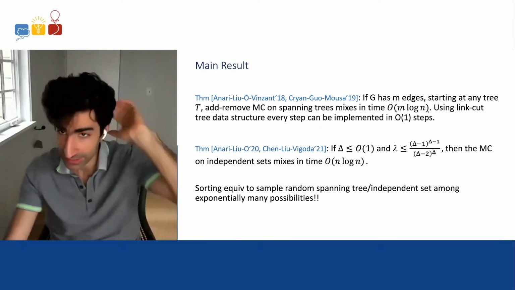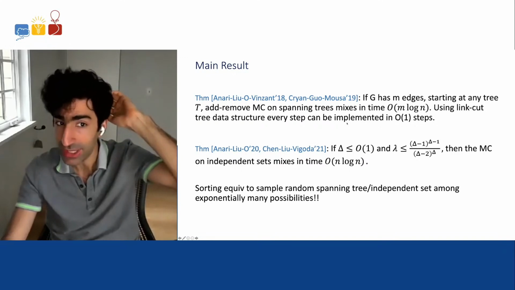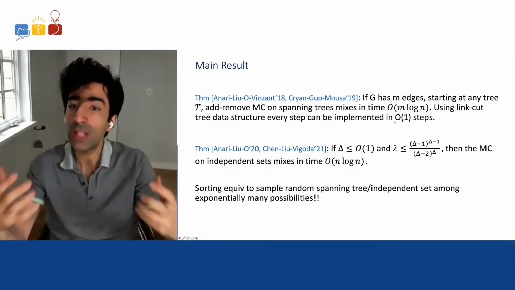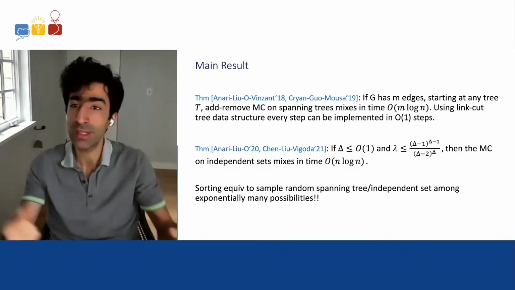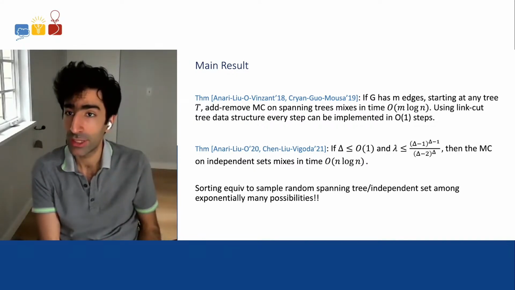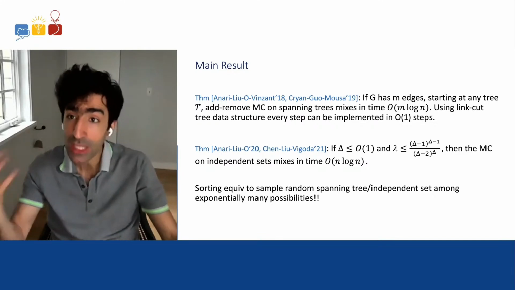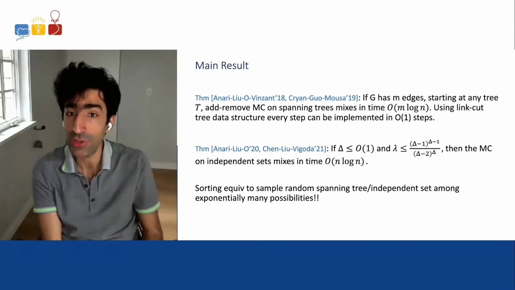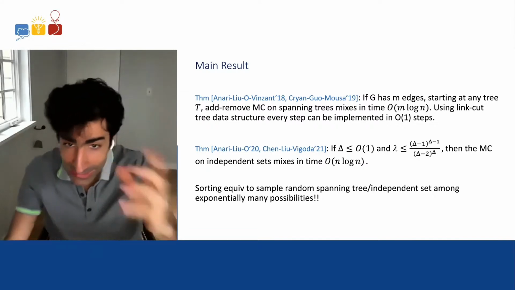And if you use a data structure called link-cut trees, you can implement every step in order of 1 time. That means that in order of m log n time, you can generate a uniformly random spanning tree in a graph. Remember, a graph can have exponentially many spanning trees, and I'm saying that using this Markov chain allows you to generate a uniformly random one very fast. Here's a second example.